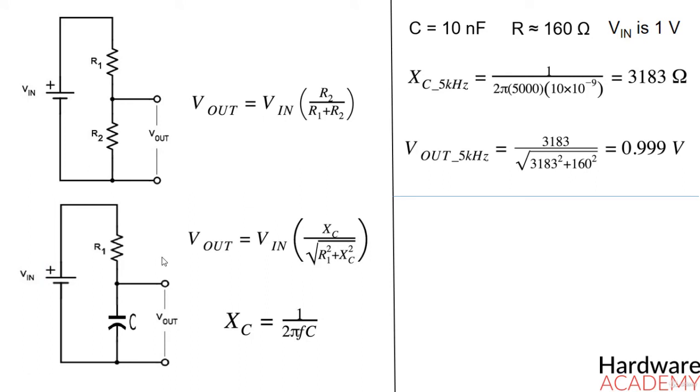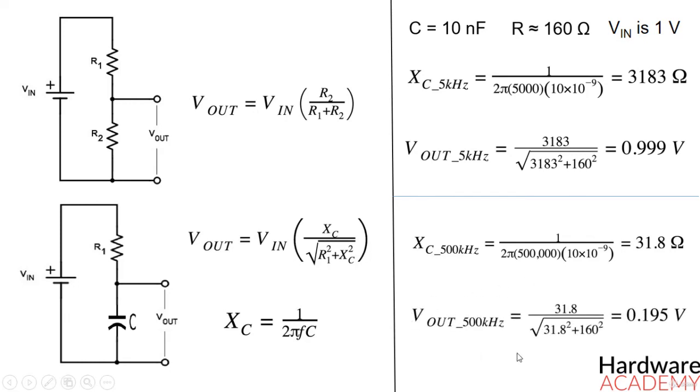Now let's see how successful the filter will attenuate the noise component. First, let's calculate the reactance of the capacitor at 500 kHz, and as you can see, we will get a value of 31.8 ohms. After inserting this value into the equation, we will get an output voltage of 0.195 volts. So this means that we successfully managed to reduce the noise amplitude to about 20% of its original value.